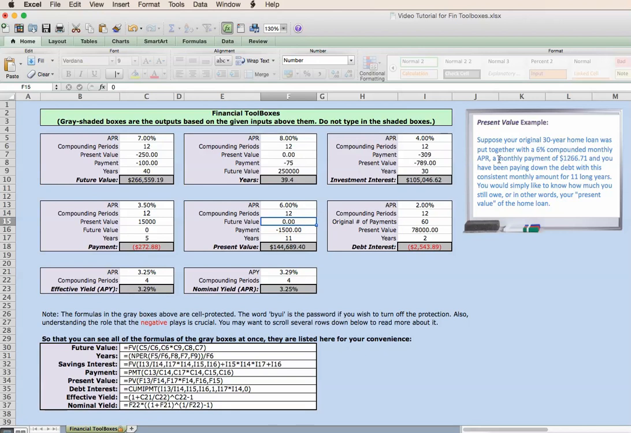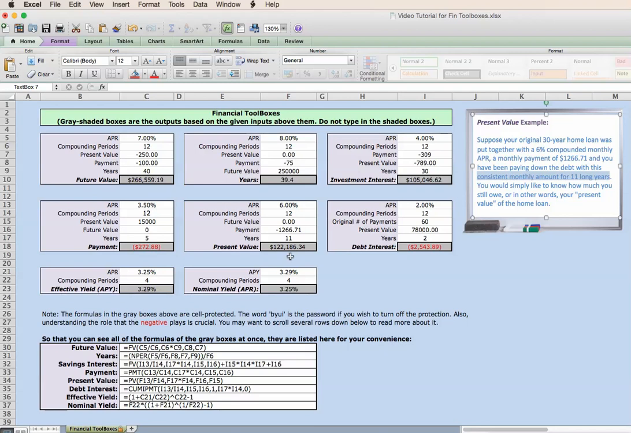And to do that, though, we're going to need to be paying a monthly payment of $1,266.71. Well, as you would expect, that's going to be money out the door. It's going to drain our budget, and so therefore we're going to make it a negative right now. So negative $1,266.71. And 11 years is the amount of time that we've been paying on this loan. So I've got 11 ready to go right there. And notice the present value then is $122,186.34. In other words, that's how much we still owe on our original loan that we had.